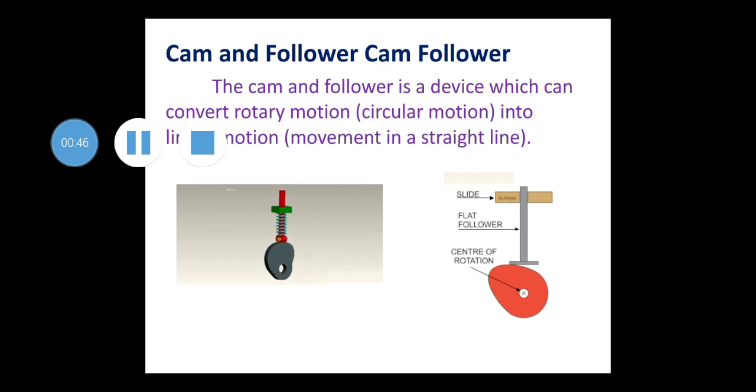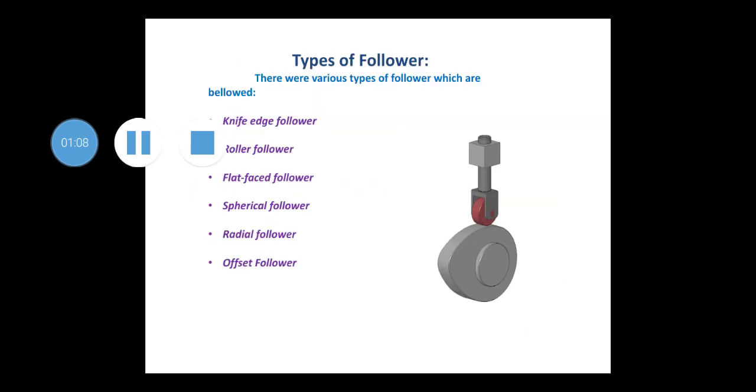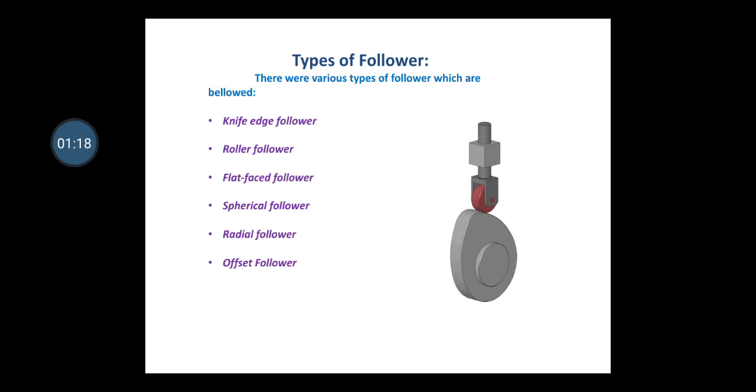Now, the cam and follower is a device which can convert rotary motion into linear motion. As we can see from the image, the component which is moving in a rotating form is the cam, and the one performing a linear motion is the follower. So let's see the types of follower. They are knife edge follower, roller follower, flat face follower, spherical follower, radial follower, and offset follower.